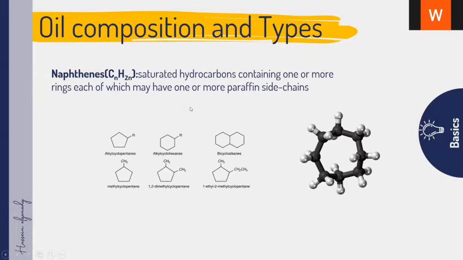The other type of compounds are the naphthenes, which are cycloparaffins. They are saturated, with single bonds and no double bonds. They are also not reactive and naturally exist in the crude oil.